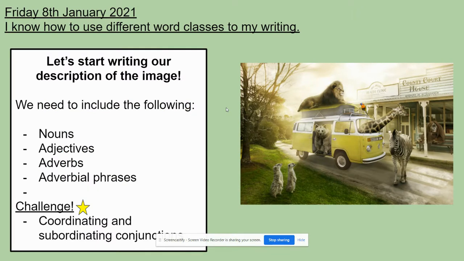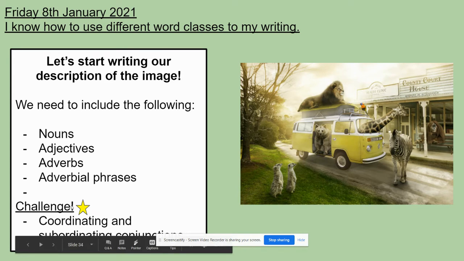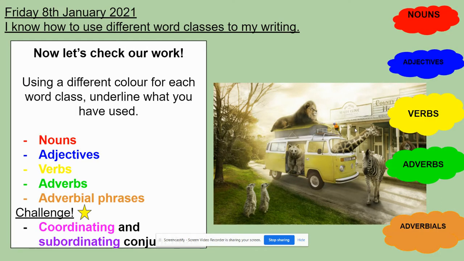Now, this is the bit that we're going to do together. So this is the part of the lesson where you can think back to our Zoom where we were all together earlier on this morning. So I'm going to be doing a little bit of shared writing with you. I'm going to be modelling how to put these into your work. I will also be supporting you in the challenge, so using some coordinating and subordinating conjunctions. So we'll do this together.